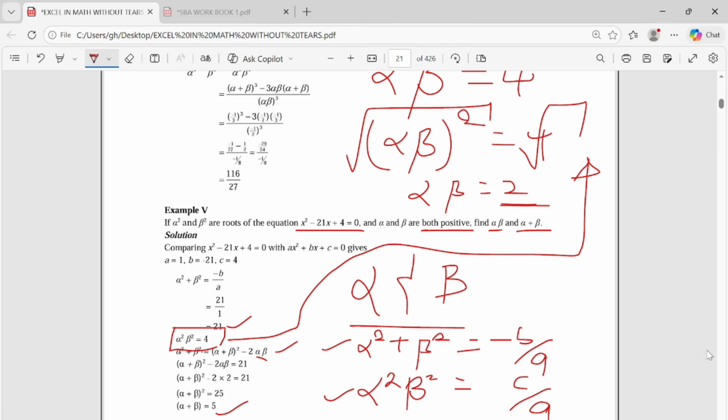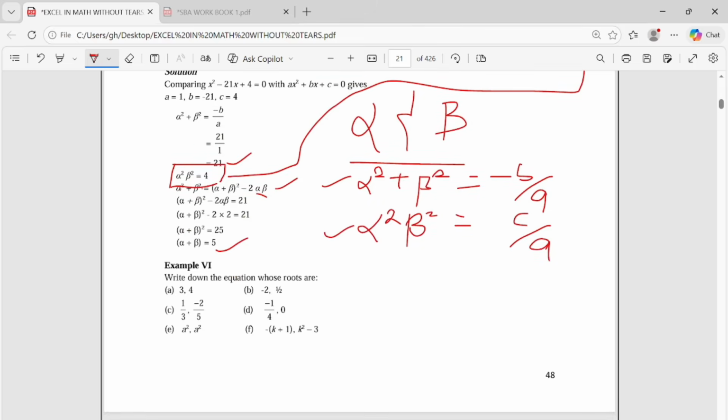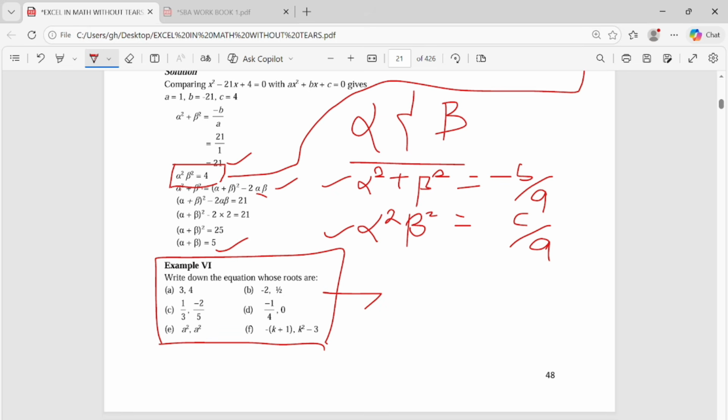So the question here that we are going to be attempting is: write down the equation whose roots are given. So we are given roots, and we need to find the equations whose roots are these. How do we write the equation from roots? We are going to try out only two examples, which are enough. So write down the equation whose roots are, part A, 3 and 4. So how do we do that?